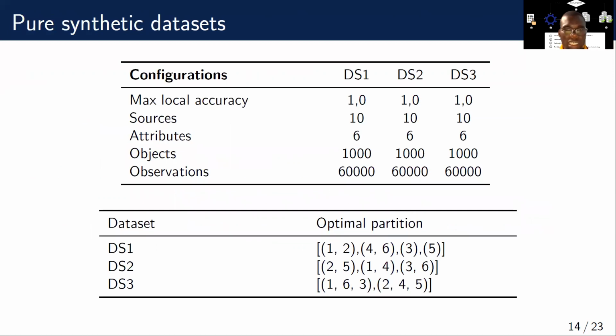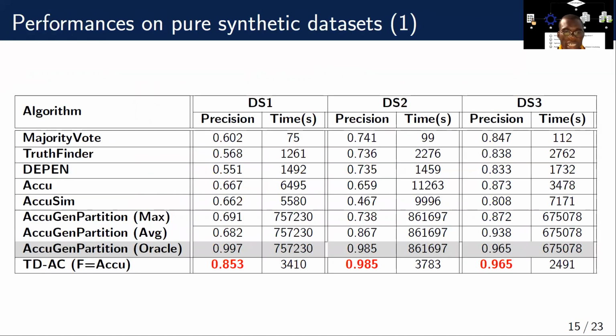For the synthetic data set, we use many kinds of parameters, knowing the optimal partition. In the results, we can see that our algorithm gives the best precision compared to the acquisition partition, which is the first method using data partition. But when we compare to our ORACLE function, which is the function that knows the ground truth, we see that our algorithm gives the same result in 2 cases, and in the other cases it doesn't give the same result, but it gives the best result among all those algorithms.